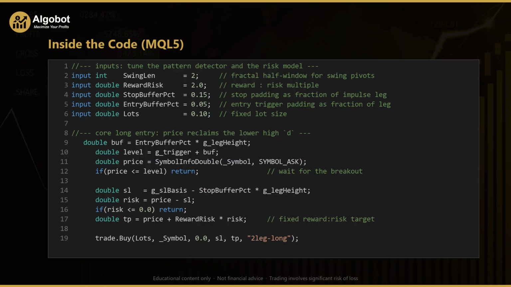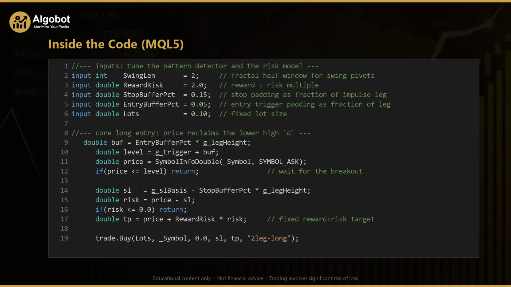Now the entry logic shown below. The strategy first computes a buffer by multiplying the entry buffer percentage by the stored leg height. It adds that to the trigger to get the level price must clear. It then reads the current ask price. If price is still at or below that level, the function simply returns and keeps waiting. Once price pushes above, the breakout is confirmed.